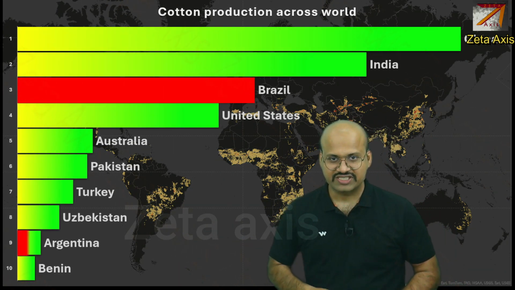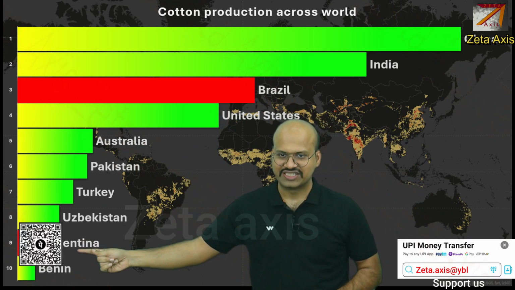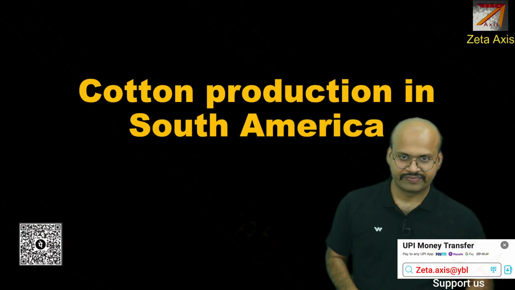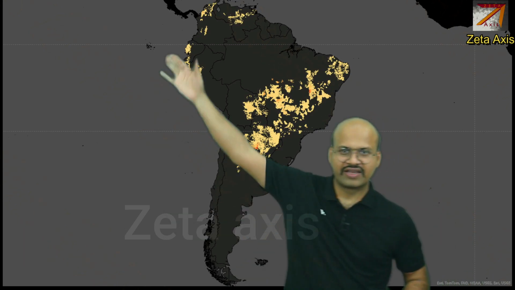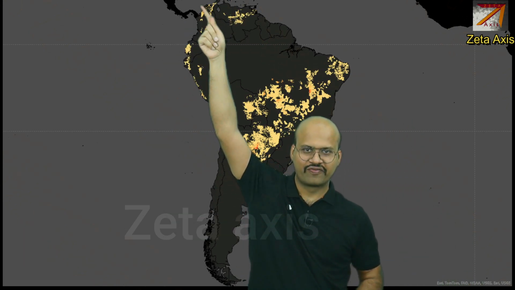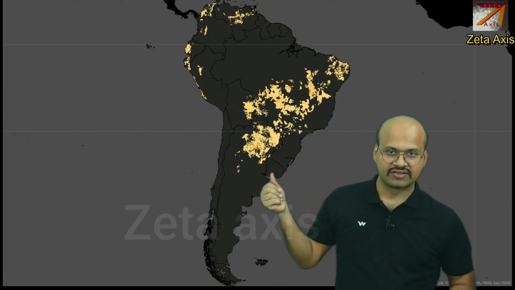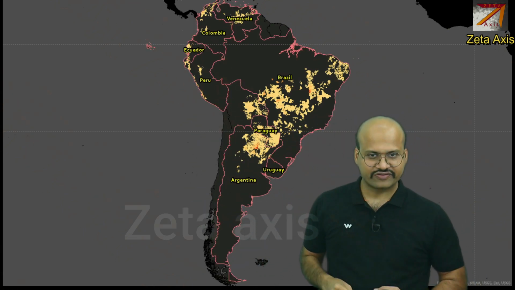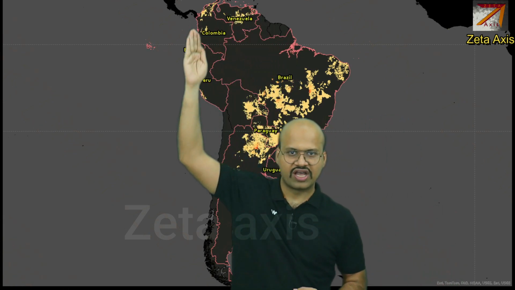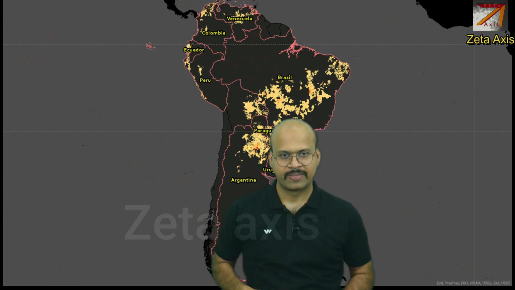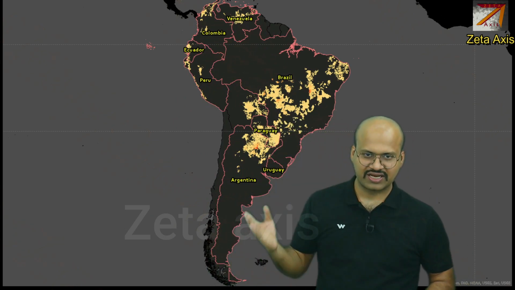If you see the global standing, then Brazil is the third largest producer of cotton across the world and Argentina is at 9th position. Let's see cotton production in South America. Here we can see that it is produced right from the Venezuela and Colombia till our Argentina. The majority of the states which produce are Argentina, Uruguay, Paraguay, Brazil, Venezuela, Colombia, Ecuador and Peru. The important countries which produce cotton in South America are Brazil and Argentina.